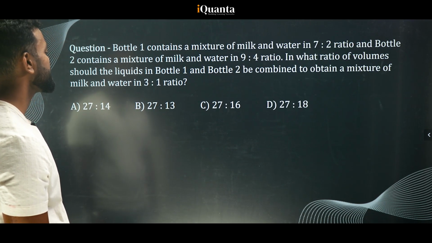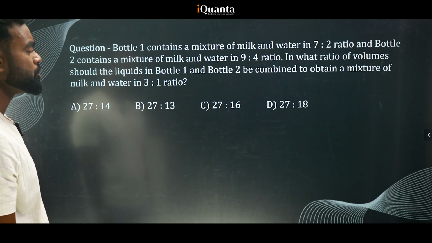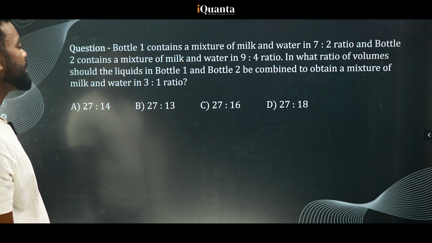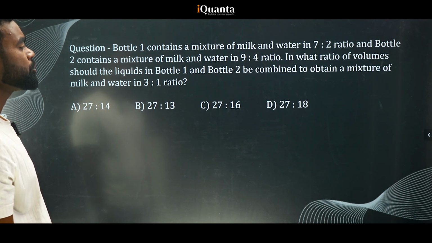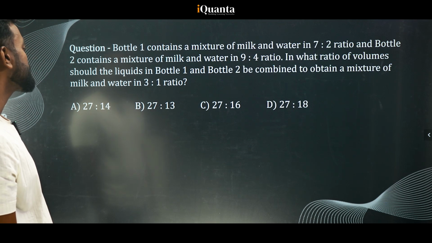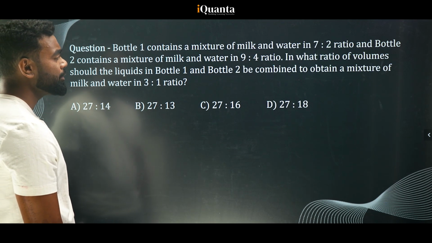So think about this question. Bottle 1 contains a mixture of milk and water in 7:2 ratio, and bottle 2 contains a mixture of milk and water in the ratio of 9:4. In what ratio of volumes should the liquids in bottle 1 and bottle 2 be combined to obtain a mixture of milk and water in 3:1 ratio? So you can see the ratio is given.